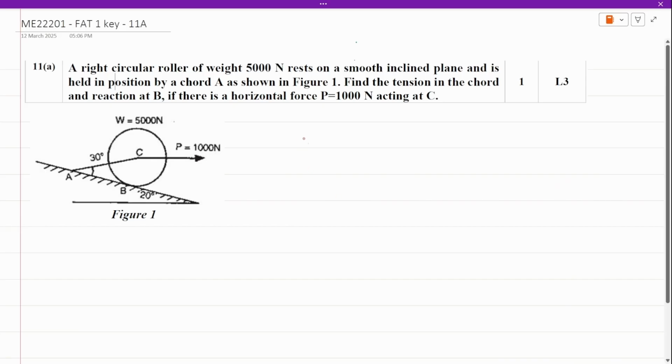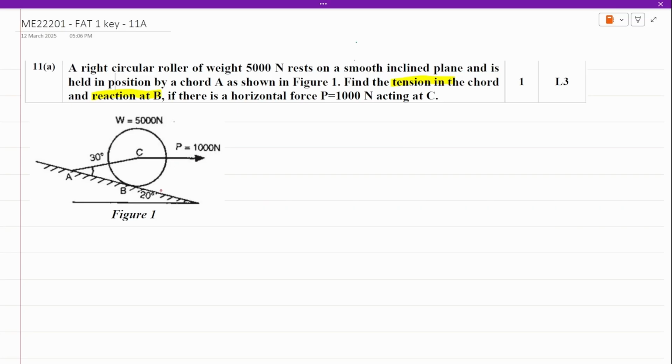So if I consider this problem, they are asking us to identify the tension in the cord, as well as the reaction at point B. For the first step, we have to draw a free body diagram. Let us think about this particular circular cylinder.